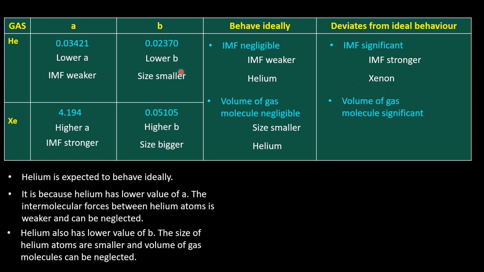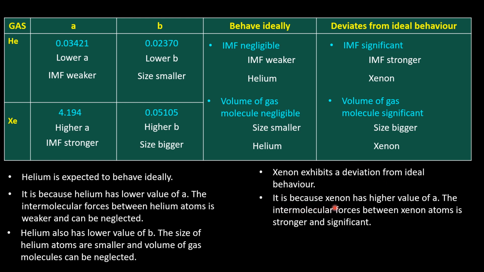Yang kedua, kita kena cari pula gas mana yang volume of gas molecule dia ni penting dan tak boleh diabaikan. Yang size smaller ke size bigger? Mestilah yang size bigger, barulah volume dia tak boleh diabaikan. Siapa yang bersize bigger? Jawapannya adalah xenon. So the answer should be xenon exhibit a deviation from ideal behavior.